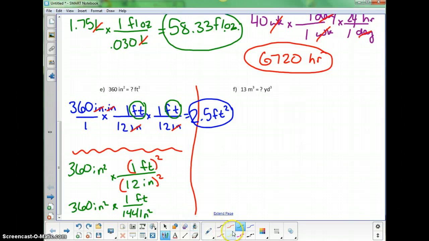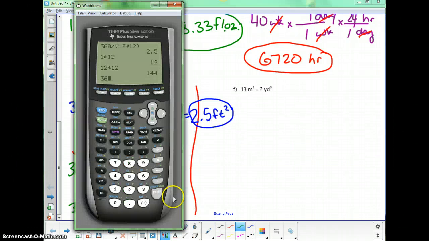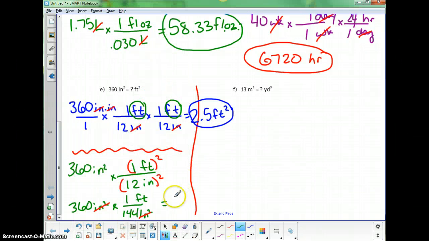Square inches. Okay, so now they're both in inches squared, so now I'll be able to divide 360 divided by 144 is 2.5. Oops, I forgot to write my squared right there. Feet squared, make that squared.